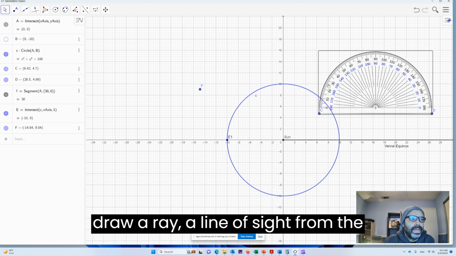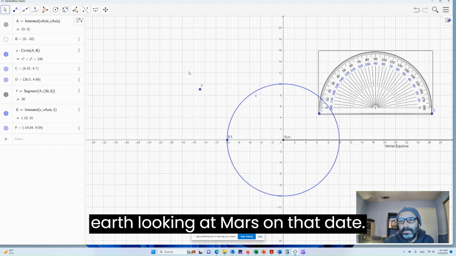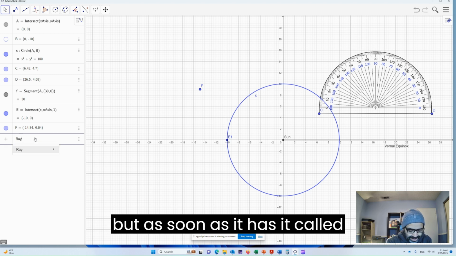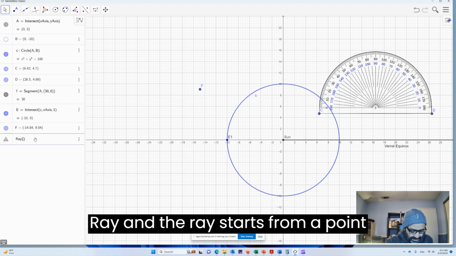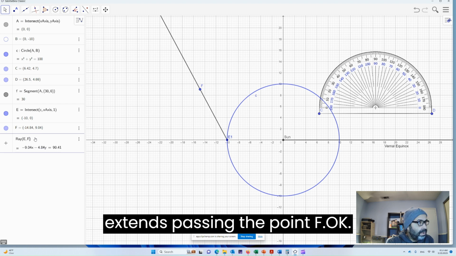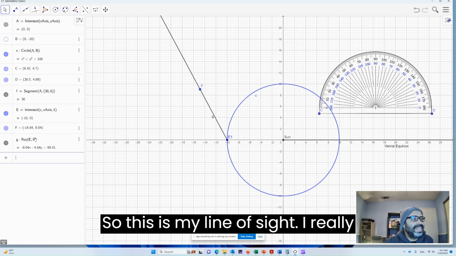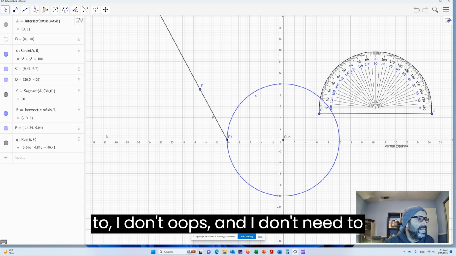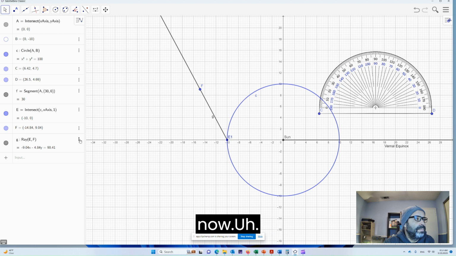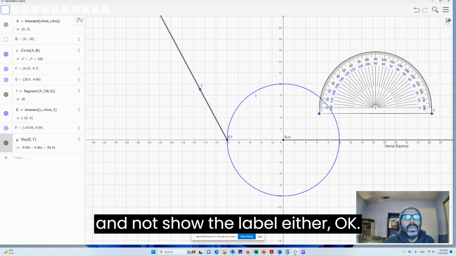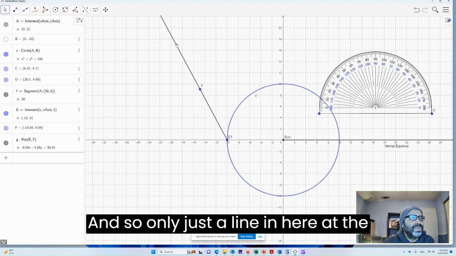Protractor. Okay, so I'm going to draw a ray, a line of sight from the Earth looking at Mars on that date. So there is a function in here, called ray, and the ray starts from a point, which is E actually, and extends passing the point F. So this is my line of sight. I don't need to see the label, so let me go to the settings in here and not show the label either. And so I need just a line in here.